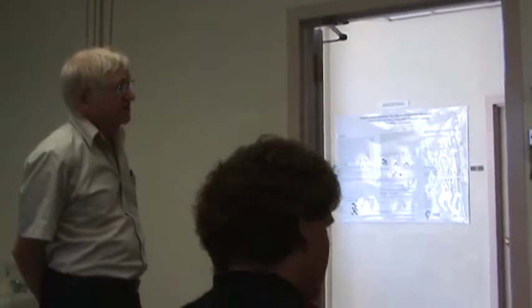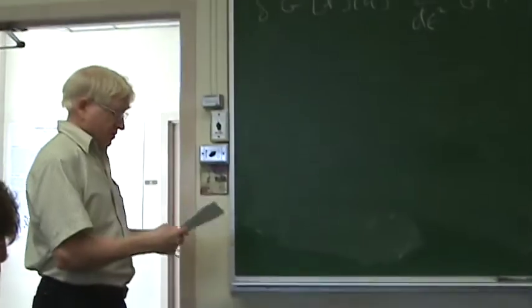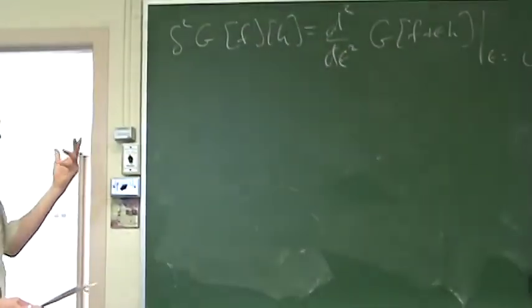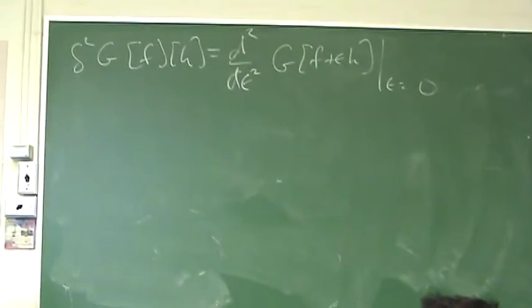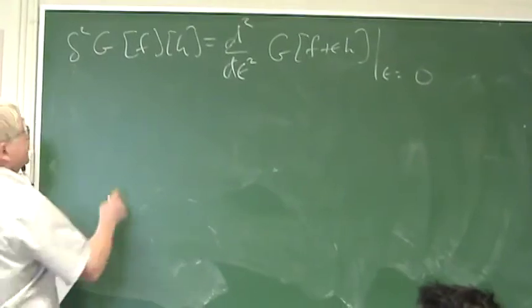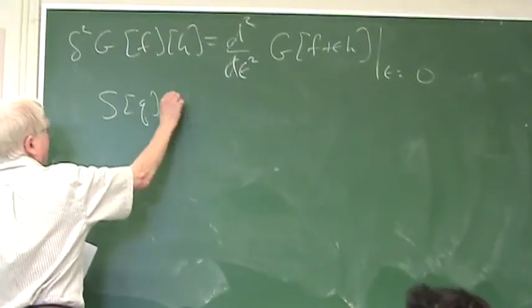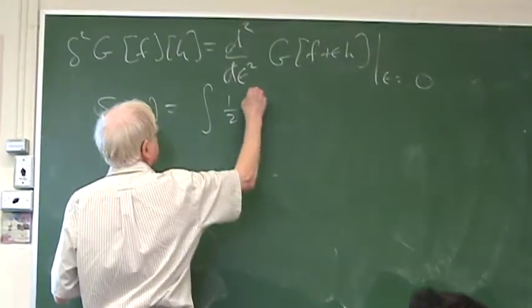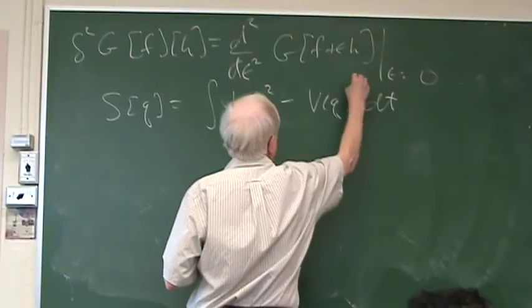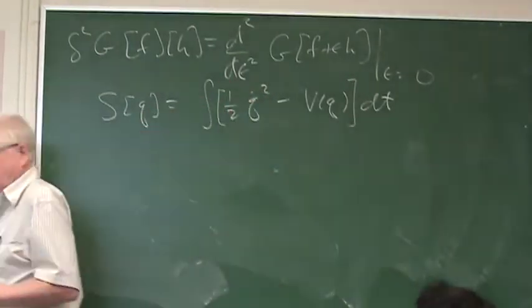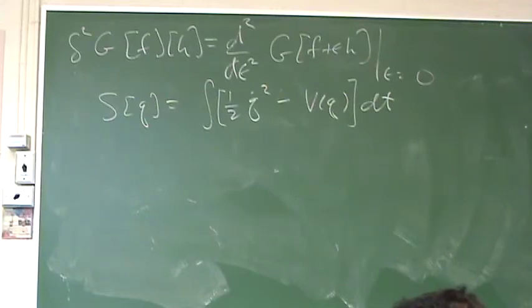We showed last time, in fact, I think the lecture ended by noticing that this would have been something that was positive for the functional that was just the functional being q dot squared integrated over time. So let's now instead consider the following S of q. This would be an integral of a half q dot squared minus v of q dt. So this is sort of a standard classical action for a particle.